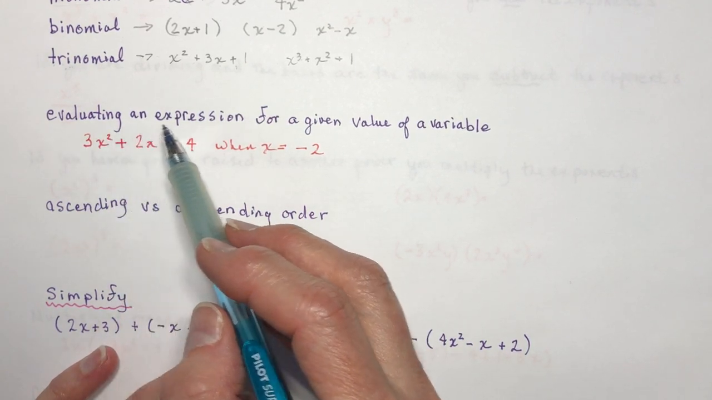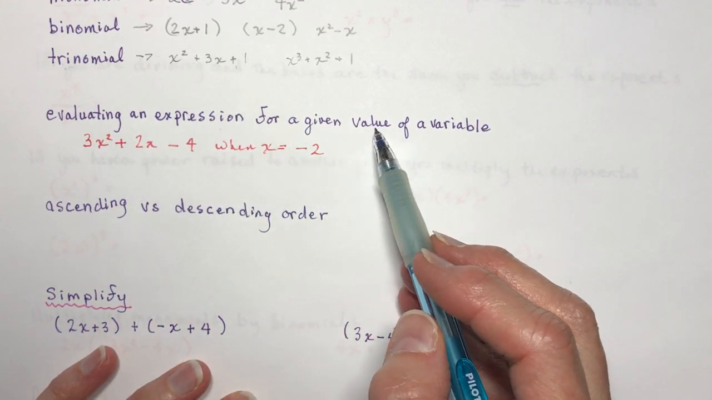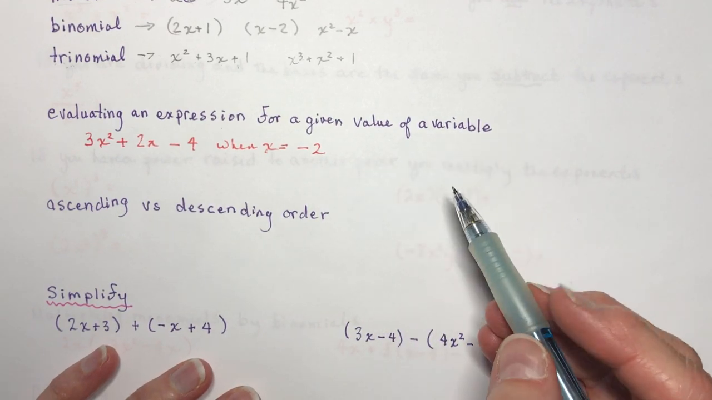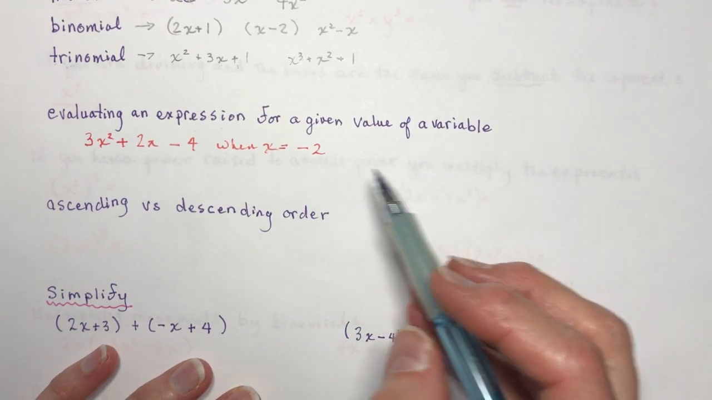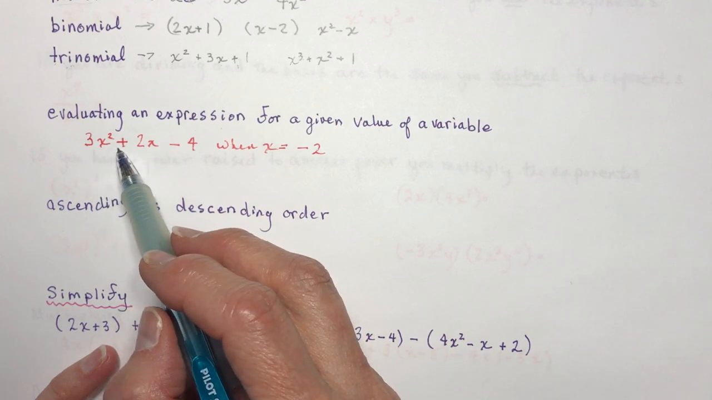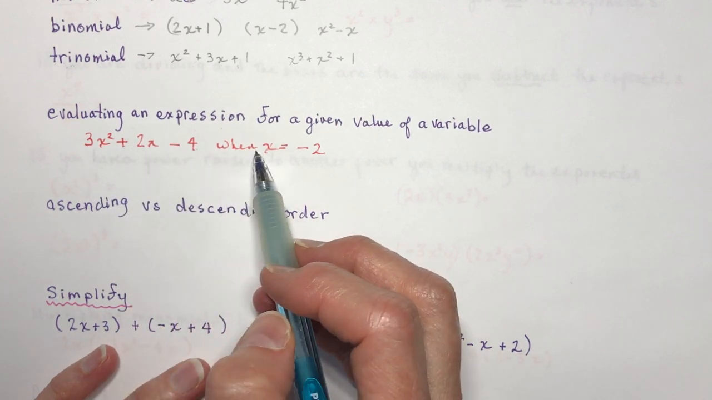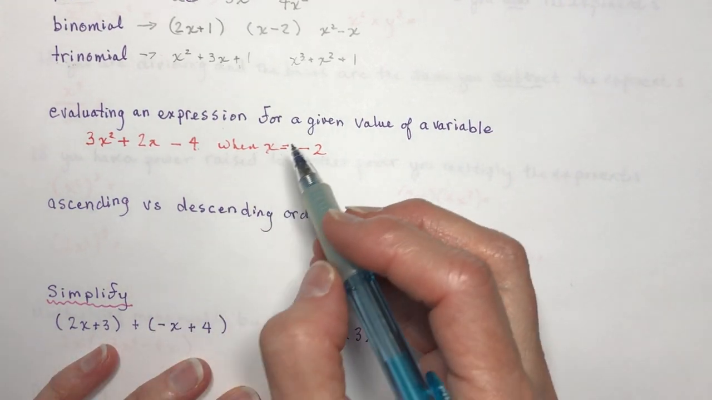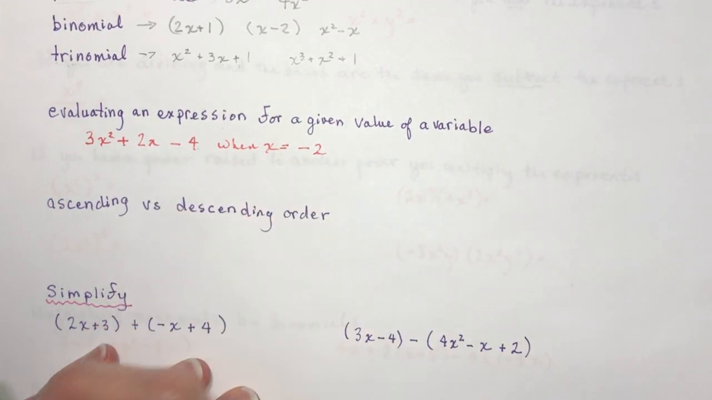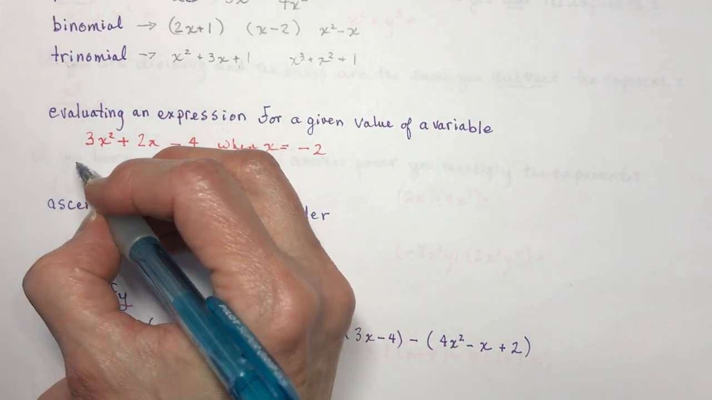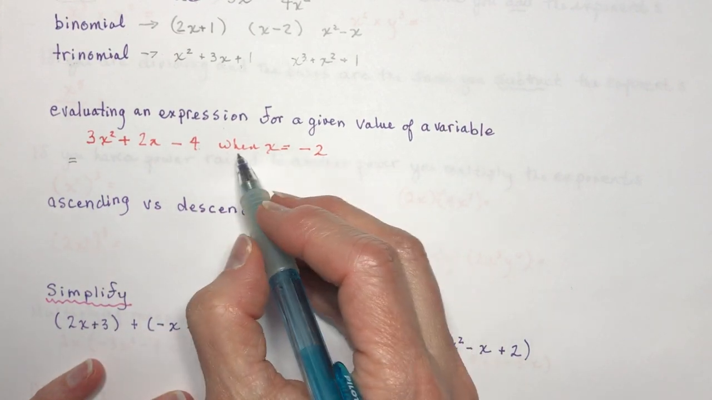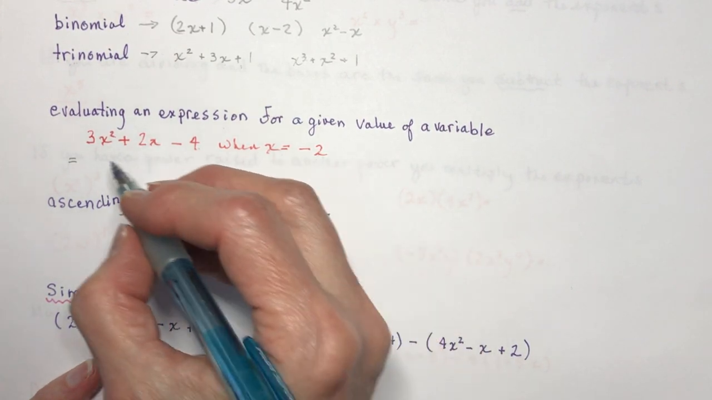When you are evaluating an expression for a given value of a variable, you're going to do this a lot, even right up to grade 12 and higher. If I want to know what is the value of this expression when x is minus 2, what I have to do is plug in minus 2 everywhere I see an x. I always tell my students, when you're doing that, you need first an equal sign, because I'm giving you the statement when x is minus 2.